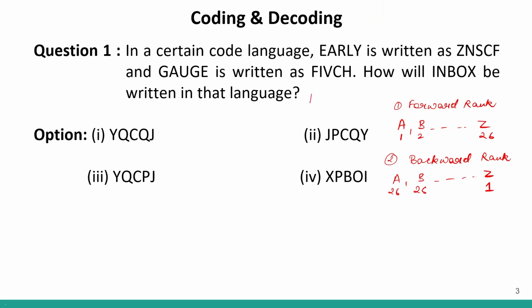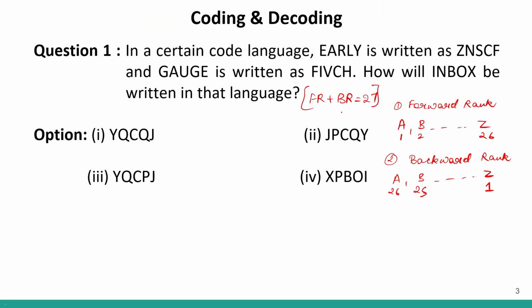So the sum of forward rank plus backward rank is always 27. Correct? You can check for A, 26 plus 1 is 27. For B, 2 plus 25 is 27. For Z also you can see 26 plus 1 is 27. So the sum of forward rank plus backward rank is 27.